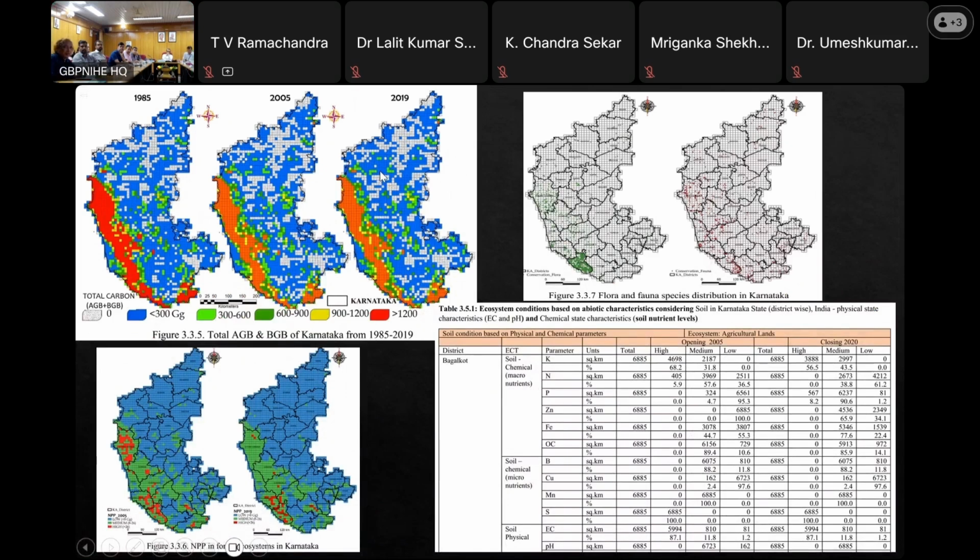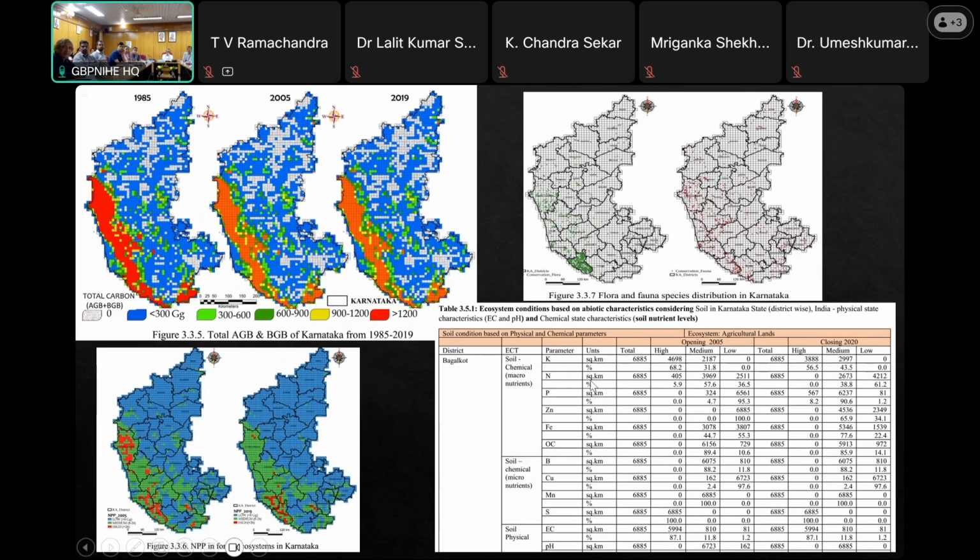Now this gives the AGB, above ground biomass, and of course we looked at the below ground biomass also. This gives the total biomass, and 47% of that is the carbon. Then this gives the distribution of the flora and fauna, the endemic species. What we did is use both our primary data plus the published literature. Then the soil related information, since it was available, we could pull the data at the grid level.